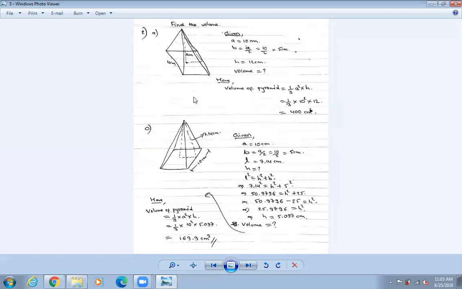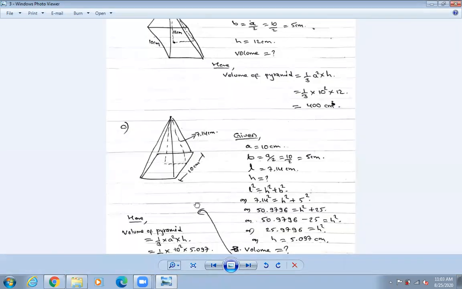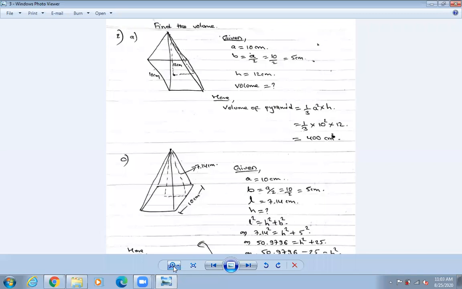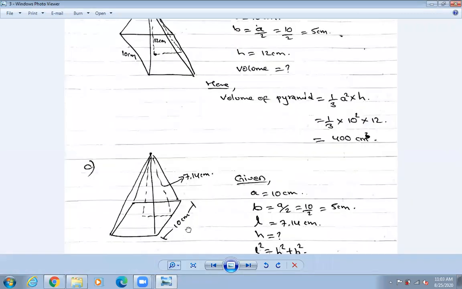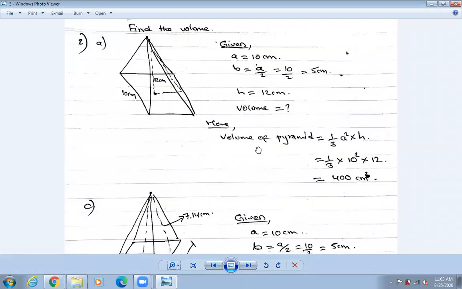Number 2, so find the volume, okay? So what is the formula of volume of pyramid? It is 1/3 a square into h. Let me zoom this one a little bit. Okay, so here volume of pyramid will be 1/3 a square into h. So what are the things required for us? So we need a, we need h.